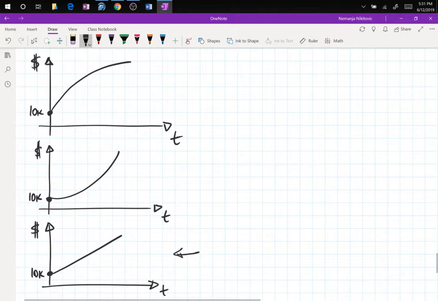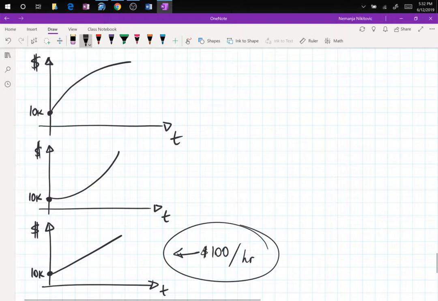So this one over here is a steady rate of increase. This is like receiving $100 every hour. Let's say you are tutoring calculus. It's not that you are tutoring calculus first hour for $100 and then the second hour for $120 and the third hour for $140. That would be this graph here. If you are tutoring calculus, then that's the constant rate of increase. Your wealth is increasing, but it's increasing at $100 every hour. So that's the third graph. Every hour you are receiving the same amount of money.